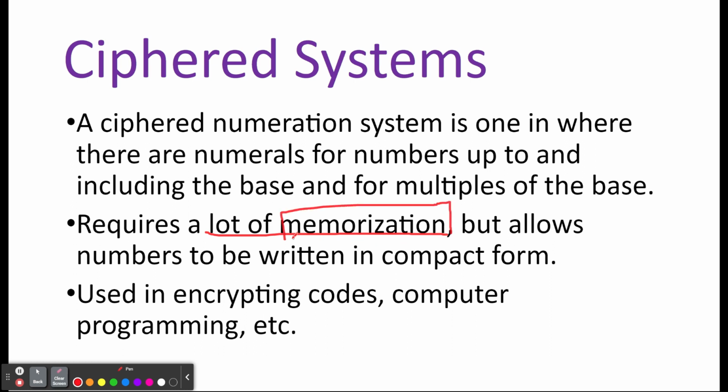You're going to have a table to work with. But it allows for numbers to be written in compact form. So you can write really big numbers in a really small way. We use this system in encrypted codes and computer programs, etc. Because again, we can compact the information. We have a lot of information. We can make it very compact. All right, let's take a look at an example here.